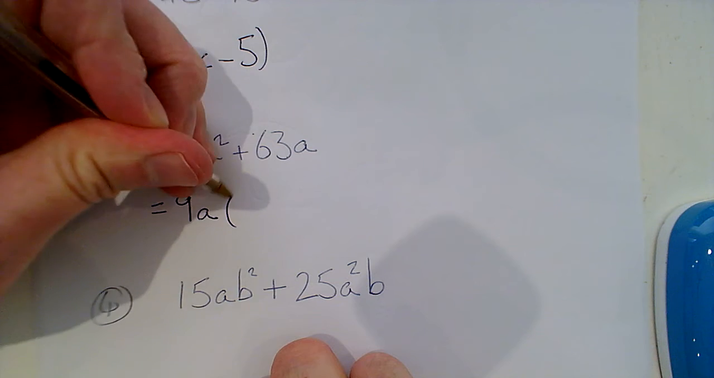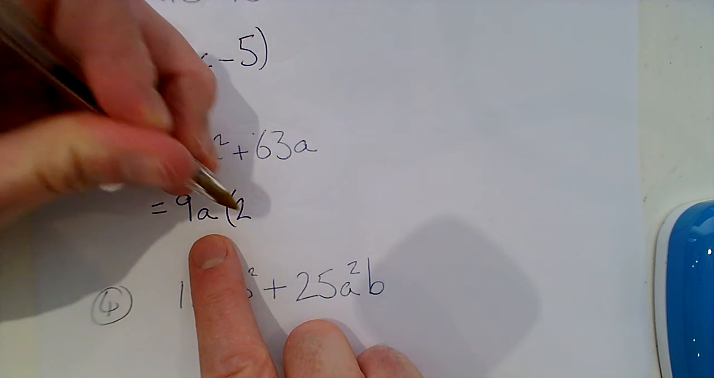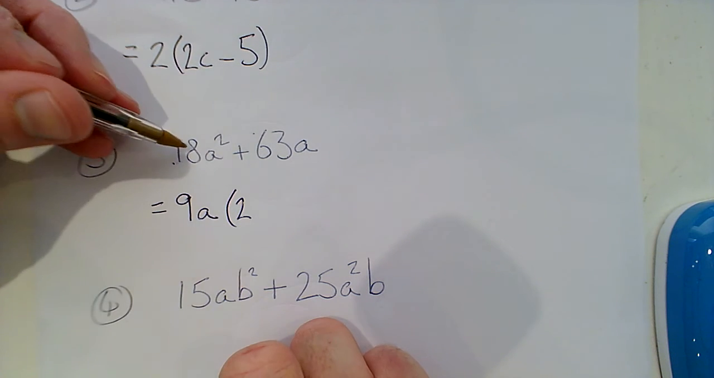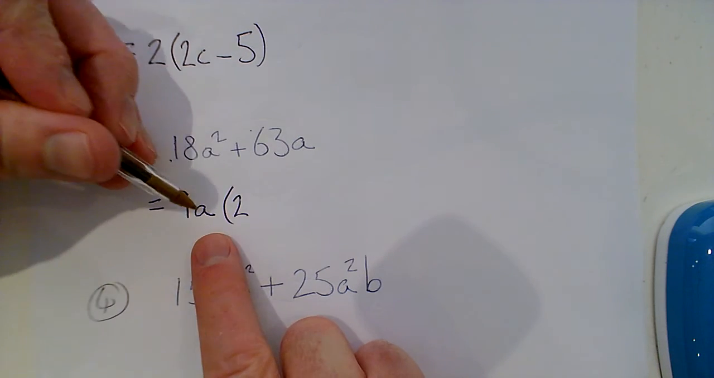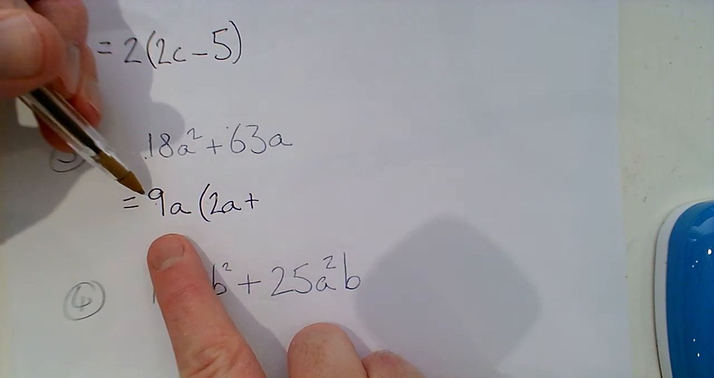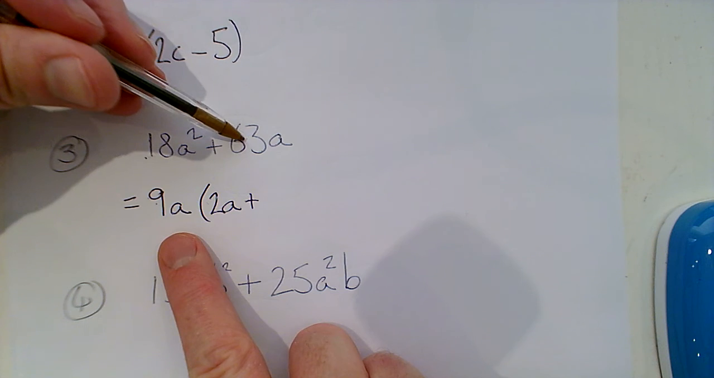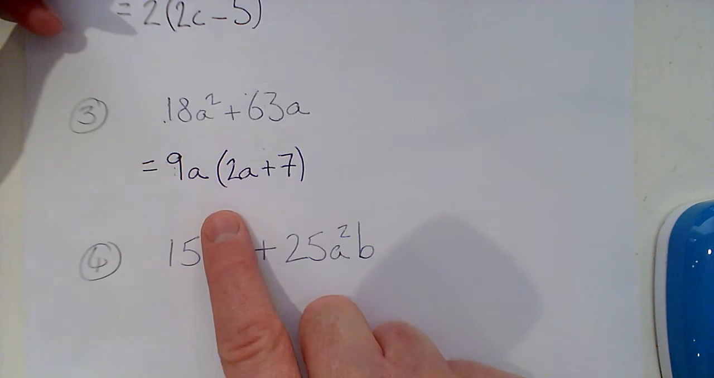Now that leaves us with inside the bracket, to get from 9a to 18a squared, we could say 9 times 2 is 18, or we could say 18 divided by 9 is 2. Either way, you get the same place. A squared to a, means we need another a, plus, now we had 9a out of the bracket, we've got 63a there, so another 7 in there.